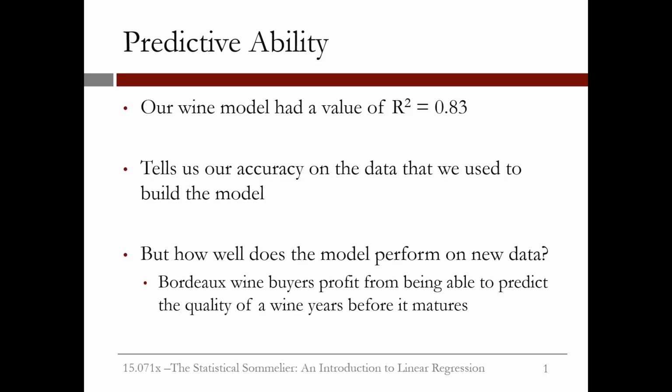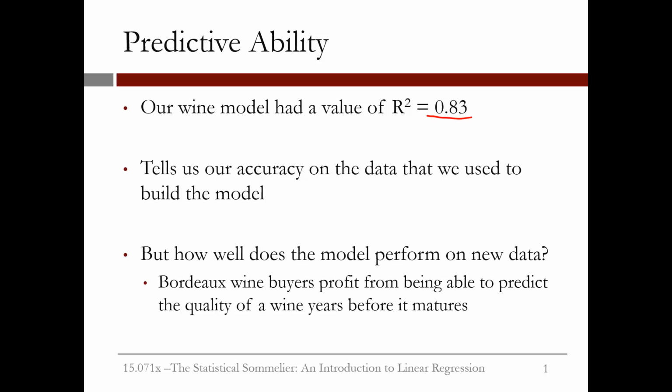The wine model had an R-squared value of 0.83, which tells us how accurate our model is on the data we use to construct the model. So we know that our model does a good job at predicting the data it has seen. But we also want a model that does well on new data, or data it has never seen before, so that we can use the model to make predictions for later years.